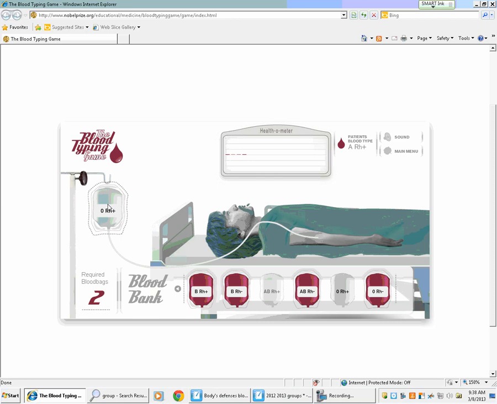Dr. Chemo, what blood did you give this patient? O positive. Why did you choose O positive? Because anyone can accept O blood. Why positive and not negative? Oh, because it doesn't match up. Okay. All right. What's this patient's blood type? A positive. Okay. All right.